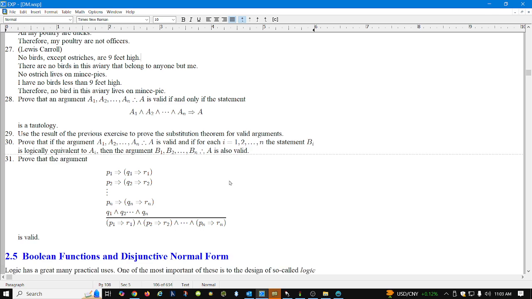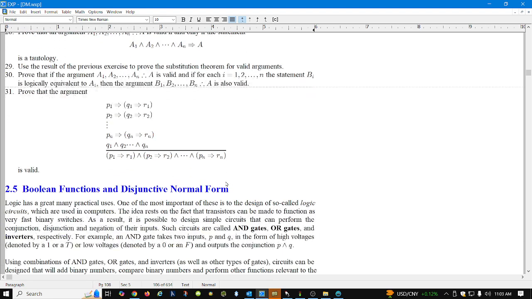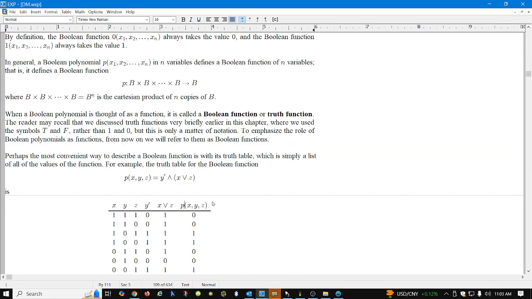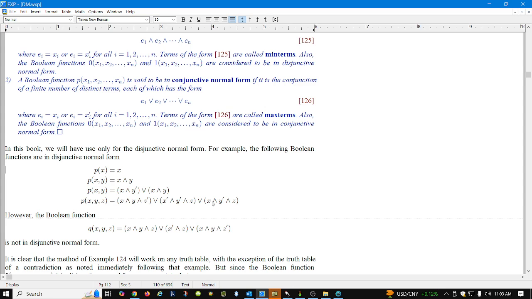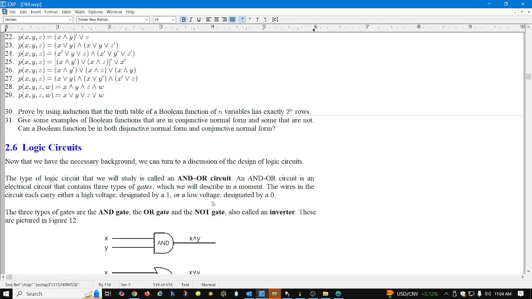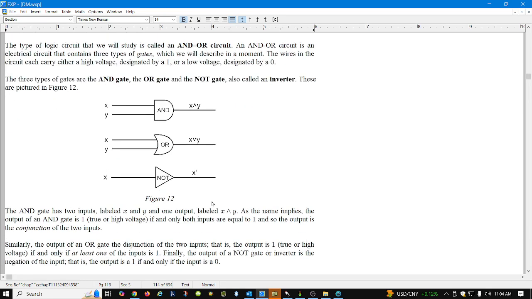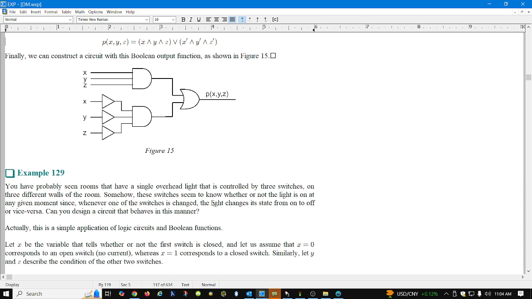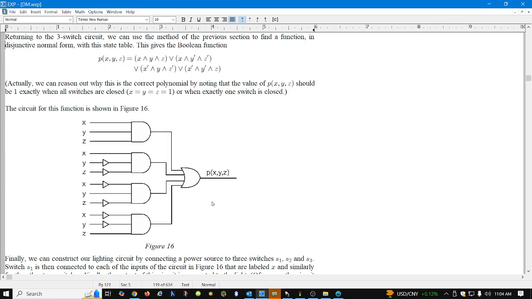Okay, so we have finished this section. The next one is a little more technical, Boolean functions and disjunctive normal form. But that's going to be critical for us when we come to the section that follows it, which is logic circuits, where we're going to take a look at the construction of circuits that have various types of behavior.